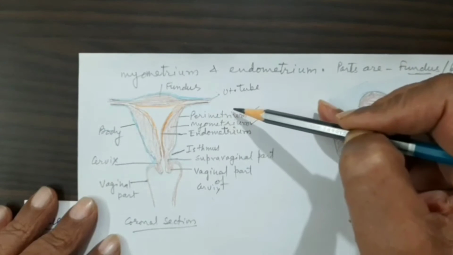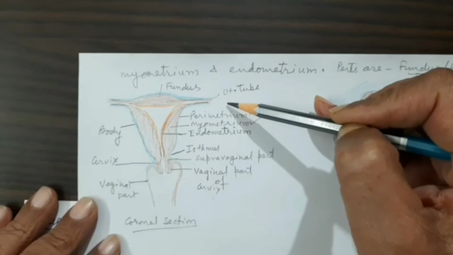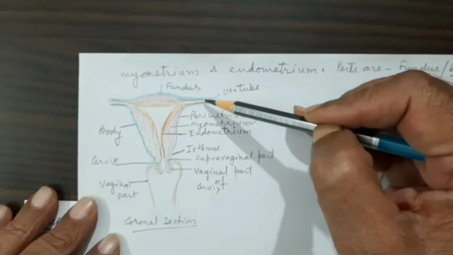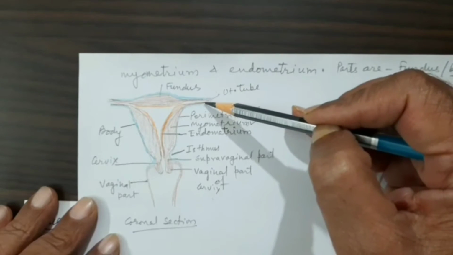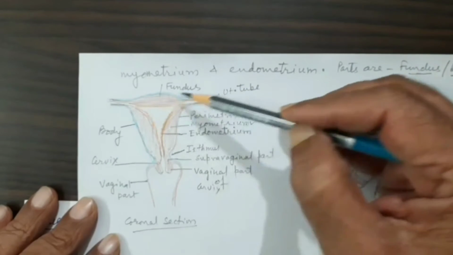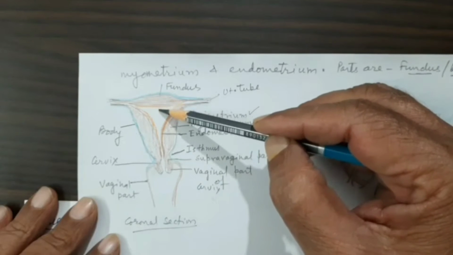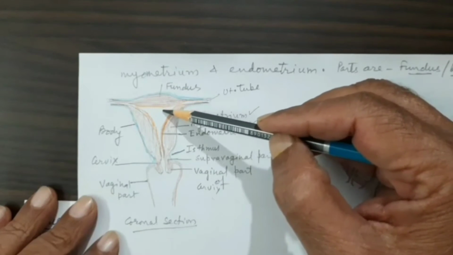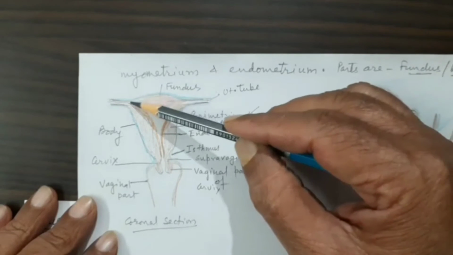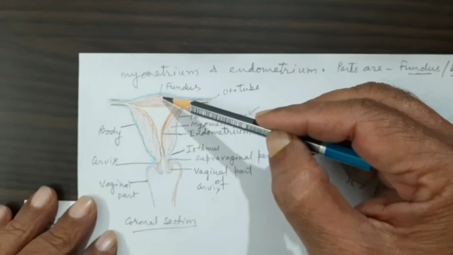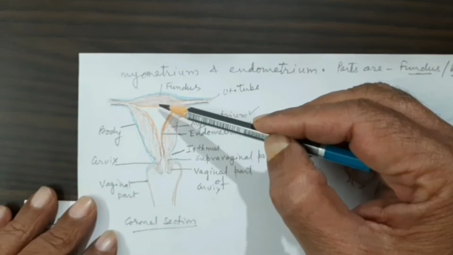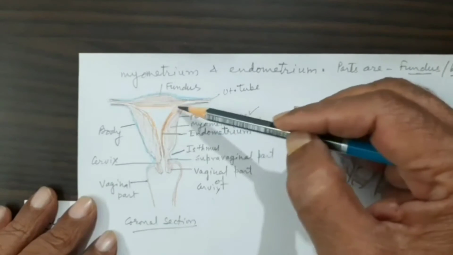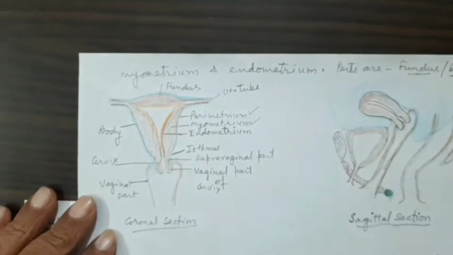Their function is to bring the ovum after ovulation to the uterine cavity. So these are the uterine tubes, and in between these two uterine tubes, whatever part of the uterus lies above this level is called the fundus. It is convex upward and lined by perimetrium, myometrium, and also lined by the endometrium. So this part above the opening of the two uterine tubes is the fundus.